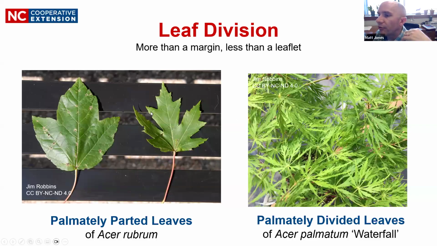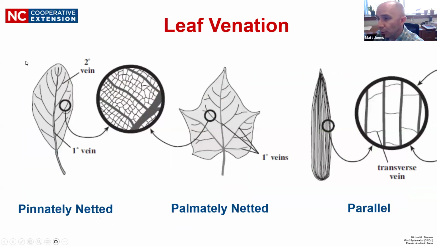Also, look at the vein arrangement. A simple way to describe them would be, are they pinnately netted? So are they netted along an axis like this? Here's a single main vein with secondary veins along that main vein, or are there multiple main veins with secondary veins, palmately netted? And then in the case of monocots, they can be parallel veined. So again, imagine a grass leaf, where you can see prominent veins parallel to each other and to the length of the leaf blade itself.